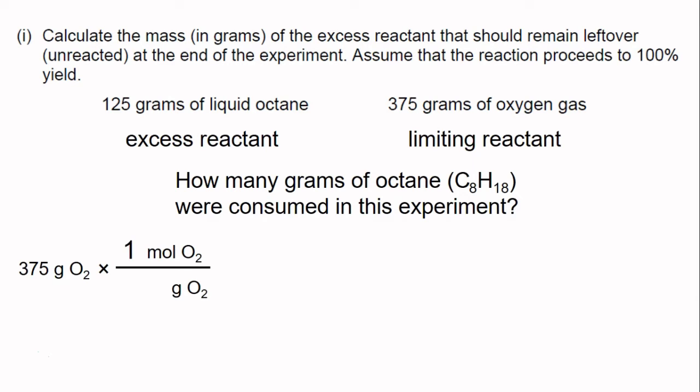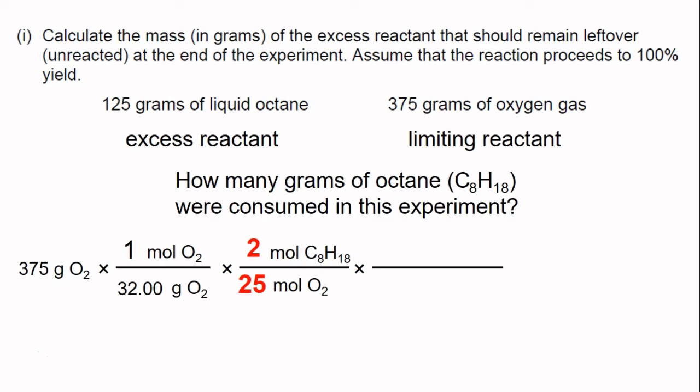1 mole of O2 is 32 grams. Moles of O2 on the bottom, moles of octane on the top, and the coefficients from the balanced chemical equation are 2 and 25. And then to go to grams, you will recall that for every 1 mole of octane, it's 114.224 grams. Again, this number we're going to get is going to be less than 125 since not all of the octane was consumed.